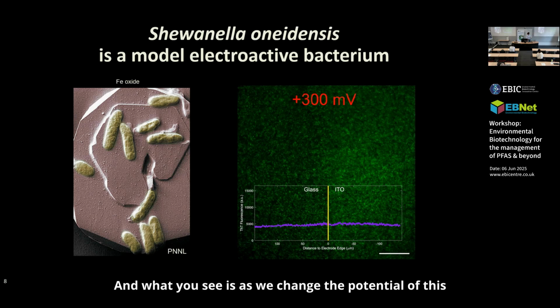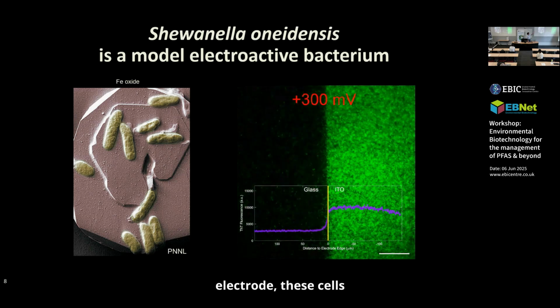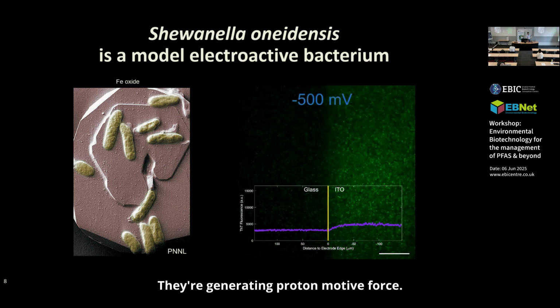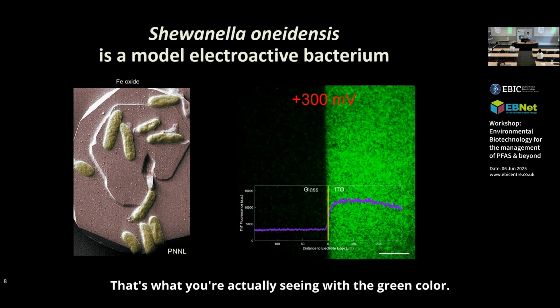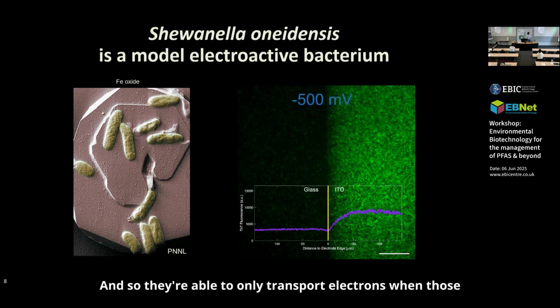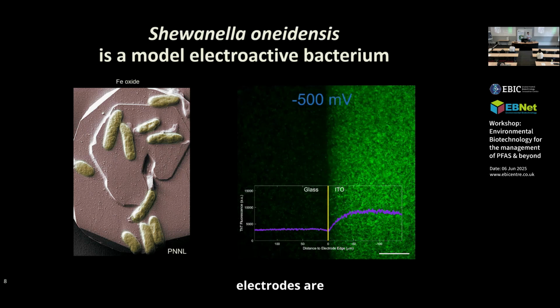And what you see is as we change the potential of this electrode, these cells are actually coupling their metabolism to this electrode. They're generating proton motive force. That's what you're actually seeing with the green color. We're using these Nernstian dyes here. And so they're able to only transport electrons when those electrodes are poised at these favorable potentials.